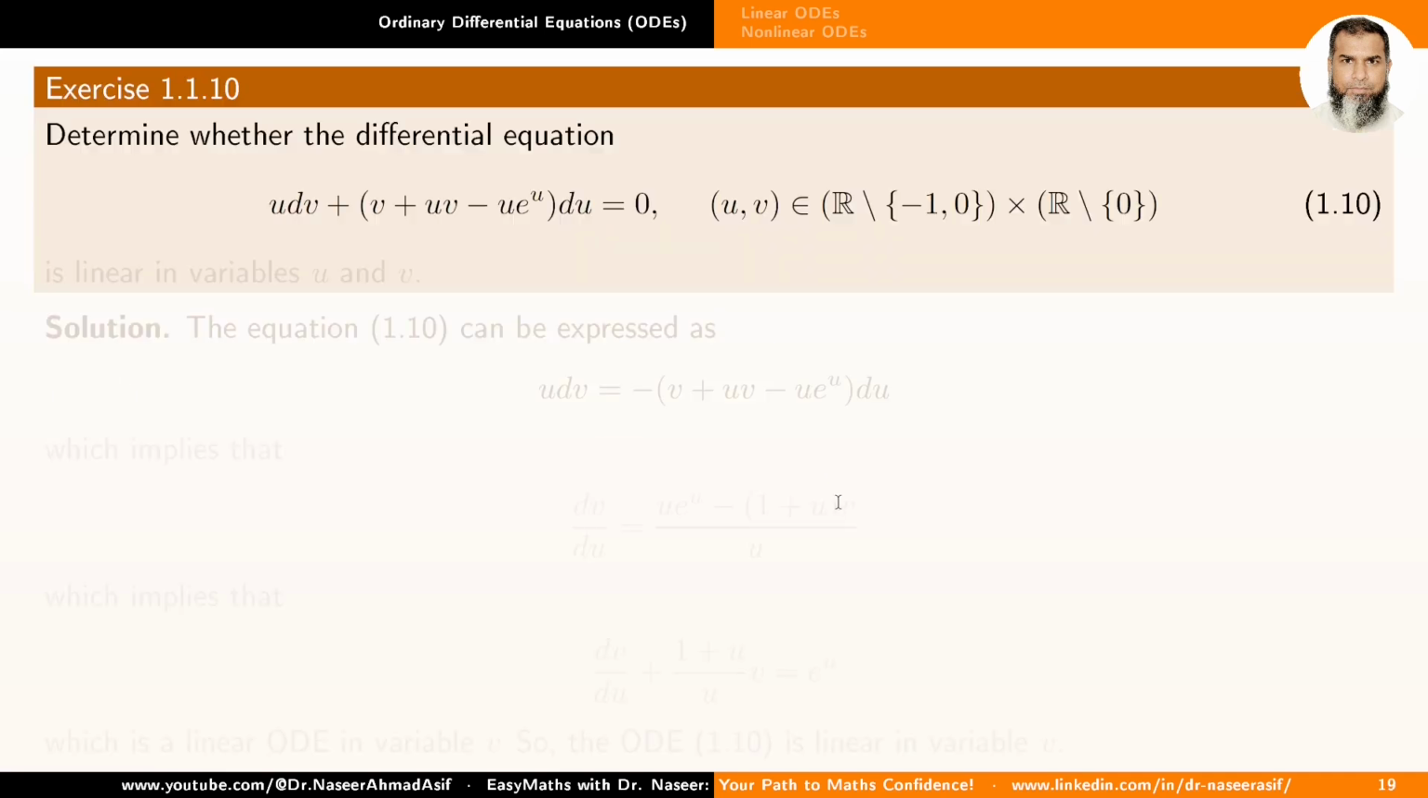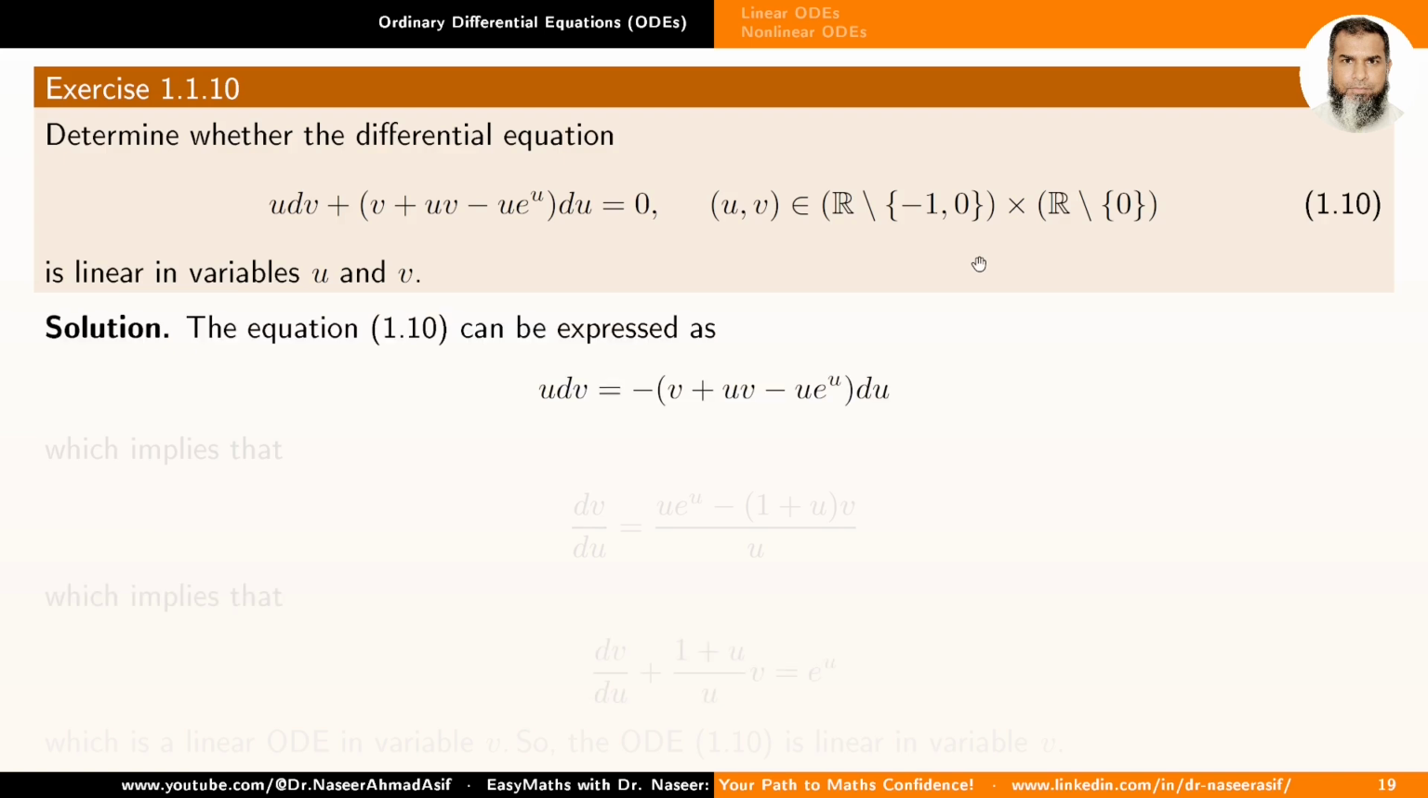We'll see another question. Determine whether the differential equation u dv plus (v plus uv minus u exponential of u) du is equal to 0, where u belongs to R other than minus 1, 0, v belongs to R other than 0, is linear in variables u and v.